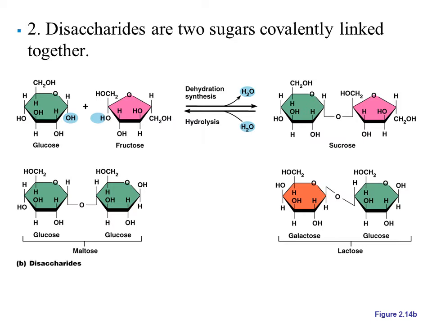Another example of a disaccharide is lactose. Lactose again is milk sugar, and it is composed of galactose and glucose, covalently linked together. The third one we'll talk about is maltose. It is a combination of 2 glucose molecules.